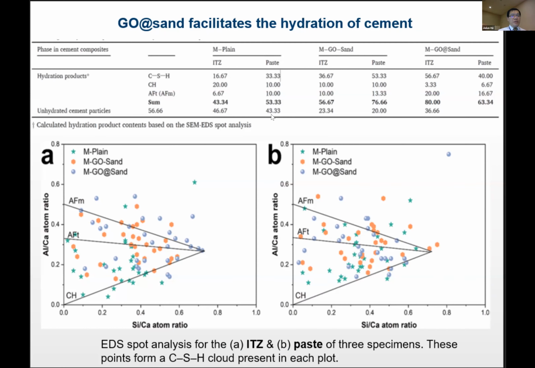We're seeing improved degree of polymerization of the CSH gel. We're seeing less anhydrous cement clinker particles and more CSH. So this is based on some spot analysis. You look at molar ratio. Anyway, I don't have time to go into the full details, but you can look at the paper I'll show later.